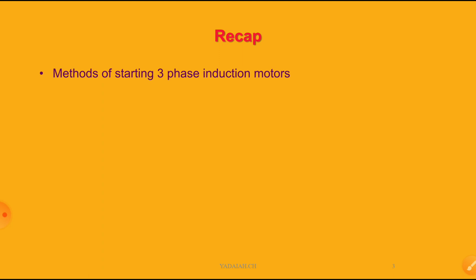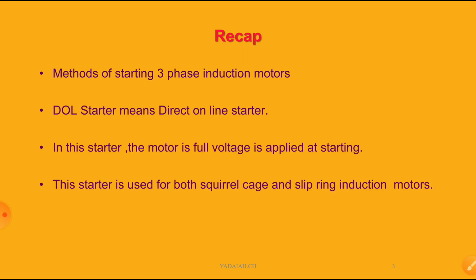In this starter, full voltage is applied to the motor at starting without controlling any current or voltage. The starter is used for both squirrel cage induction motor as well as slip ring induction motor. You may get one doubt, sir: why are we going to control starting current? Because, as we know, initially the speed of the rotor is 0. At that condition, the EMF induced in the rotor is E2, and slip is equal to 1.